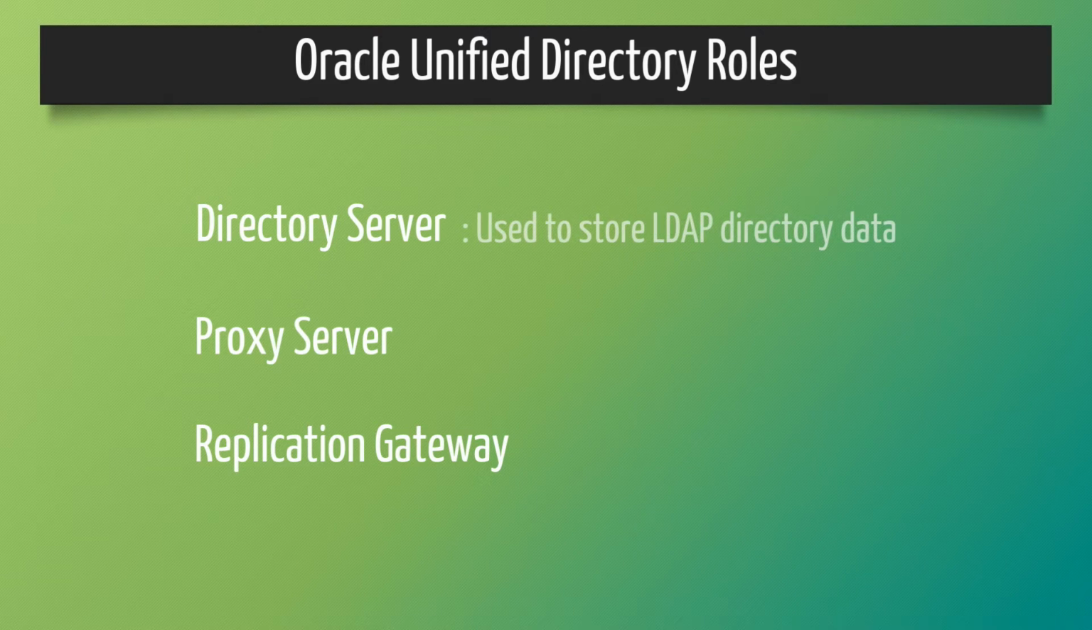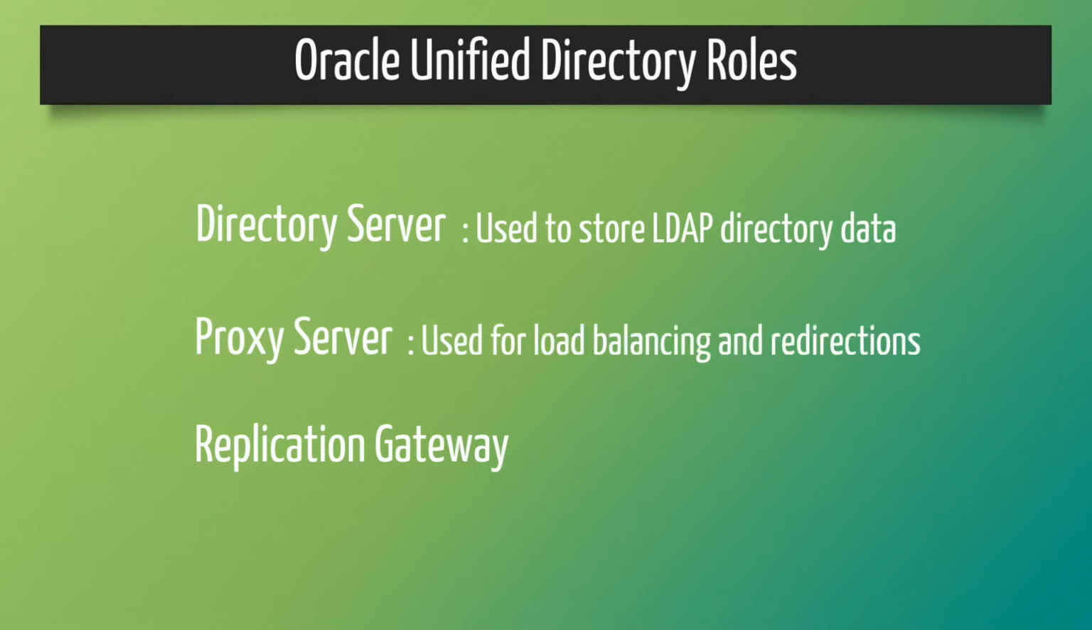Directory server, as you might have guessed, is used to store the LDAP directory data. Proxy server can be used as a load balancer and redirect directory client requests to backend LDAP or directory servers. And finally, replication gateway can be used to synchronize directory data between different directory servers like your ODSEE or OID. Today we'll be configuring our OUD as a directory server.